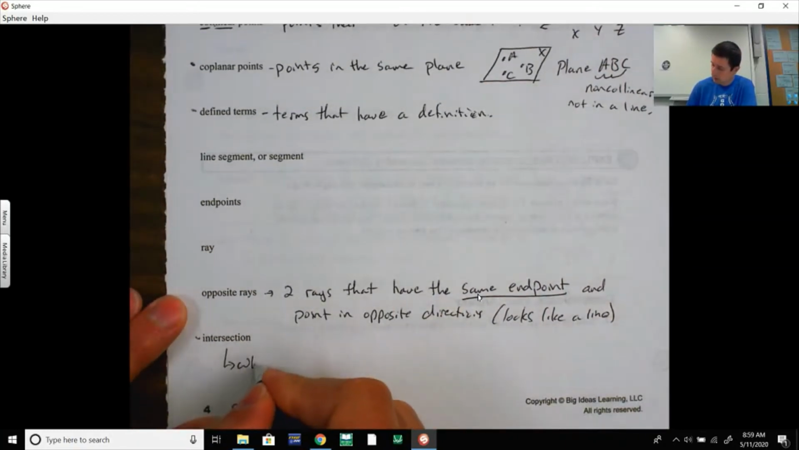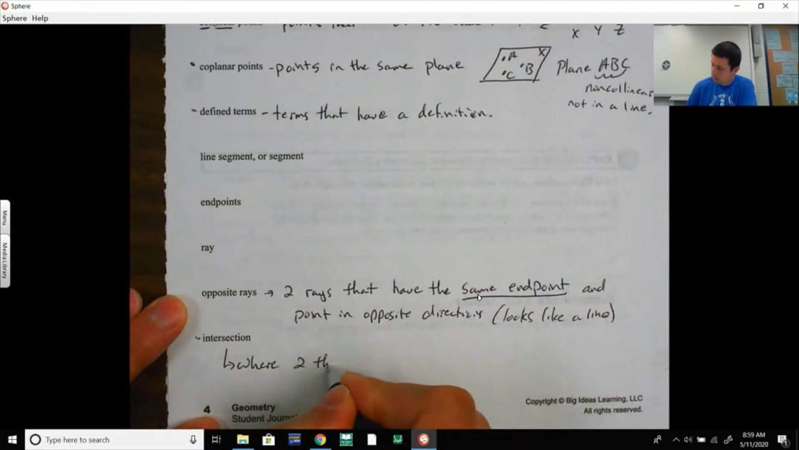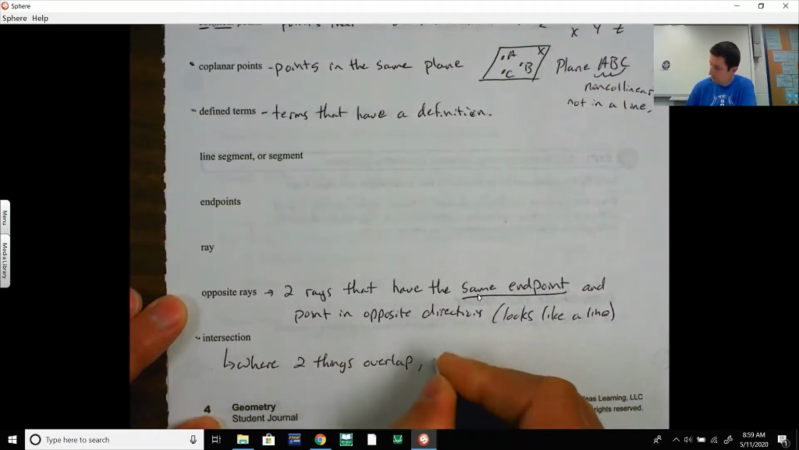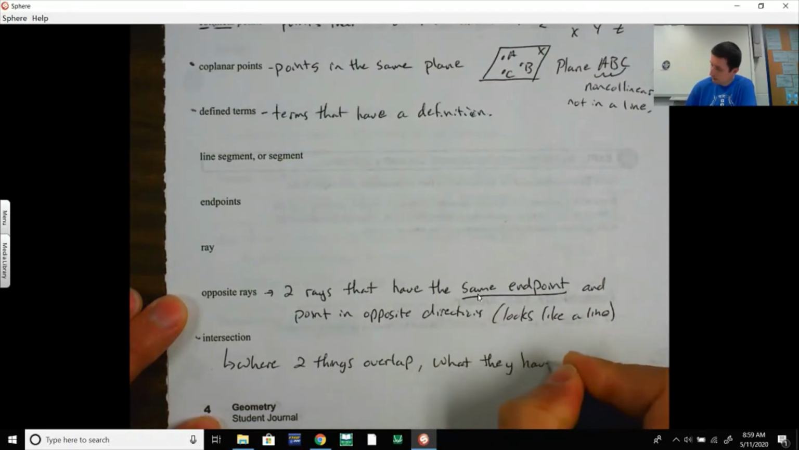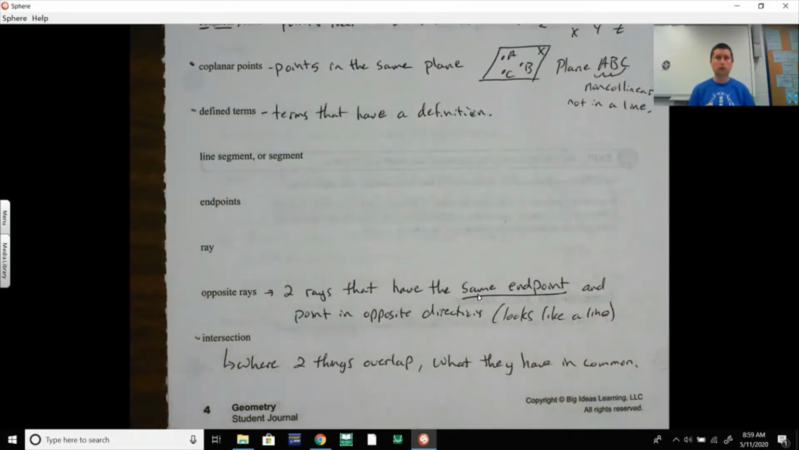Intersection: where two things overlap, what they have in common. Just think of two roads that have an intersection. It's the part of the road that they overlap, that they both share.